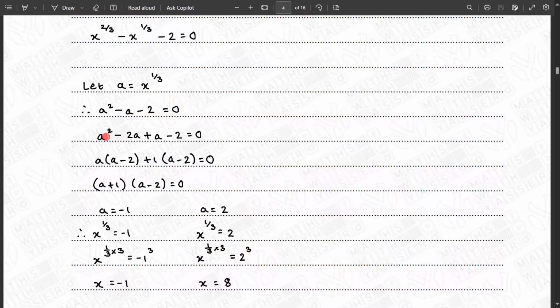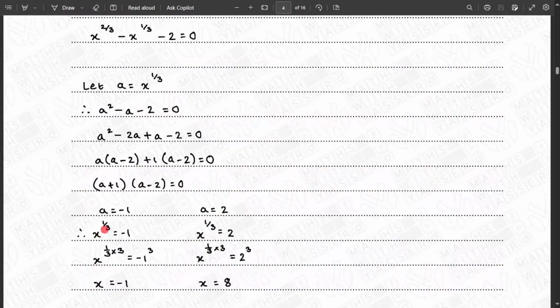If we do the middle term split, it will be a squared minus 2a plus a minus 2 equals 0. If we take a common, we have a(a minus 2) plus 1(a minus 2) equals 0. So the factors will be (a plus 1) and (a minus 2) equals 0, which means a is -1 and a is positive 2.